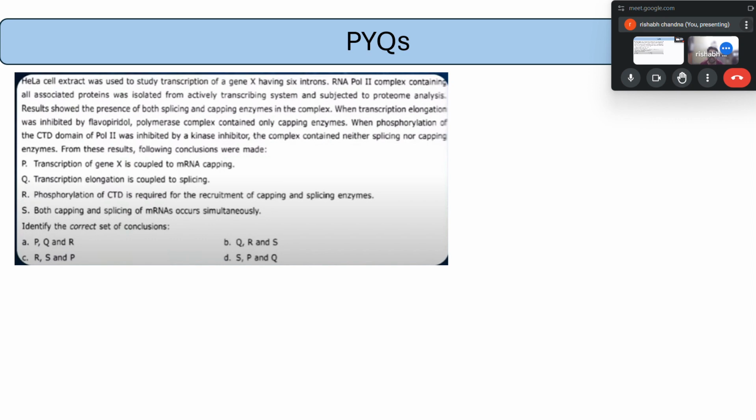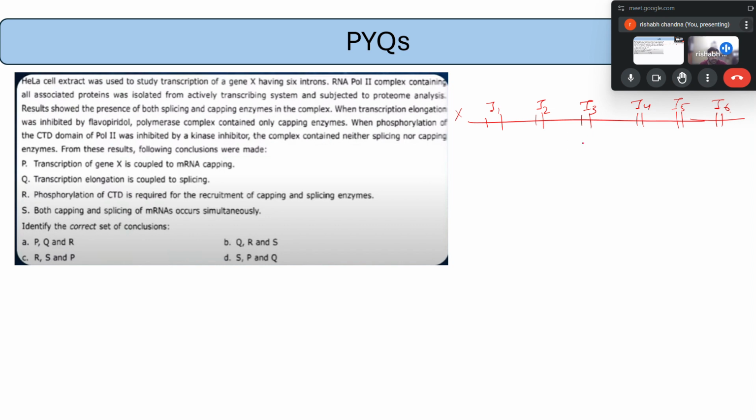So the first question is, HeLa cell extract was used to study transcription of a gene X having 6 introns. So this is a gene X that has 6 introns: intron 1, intron 2, intron 3, intron 4, intron 5, and intron 6. Okay, so RNA polymerase 2 complex containing all associated proteins is isolated from actively transcribing system and subjected to proteome analysis. Results showed the presence of both splicing and capping enzymes in the complex.